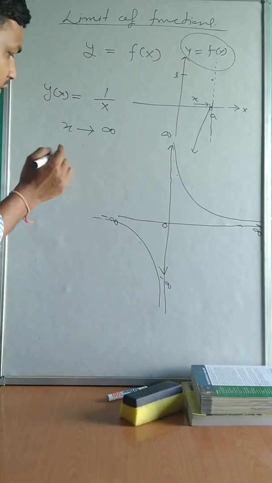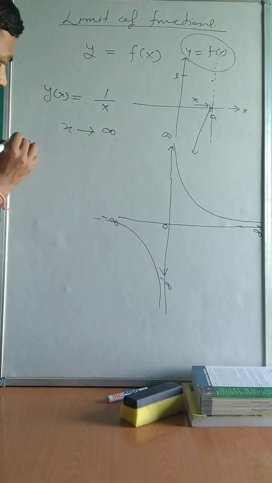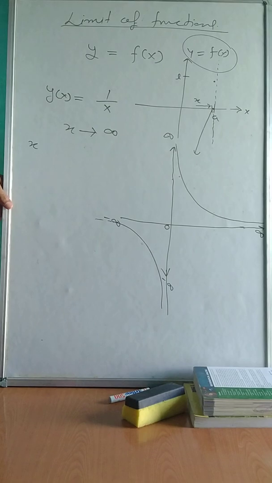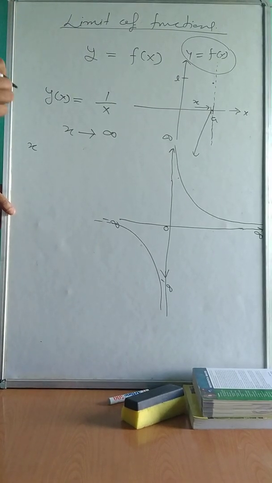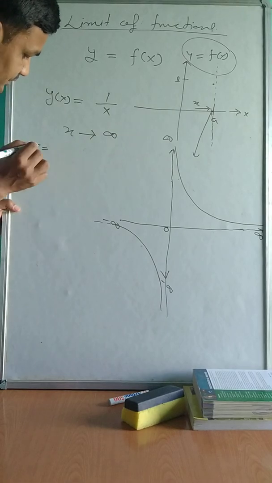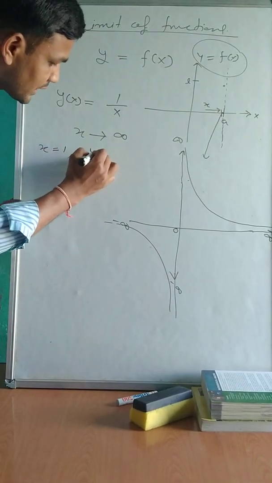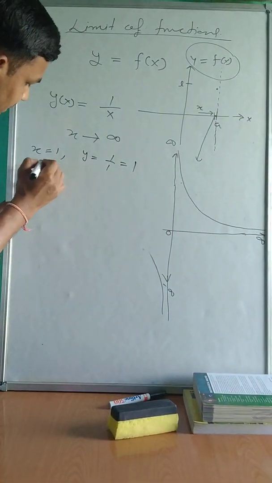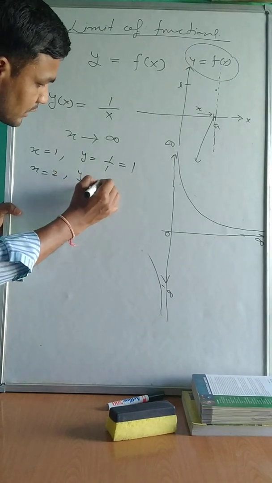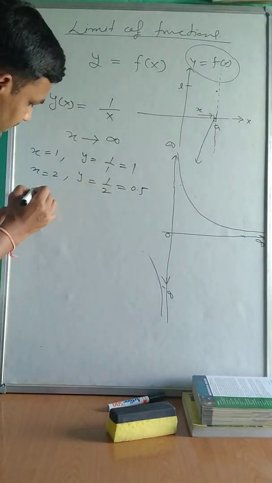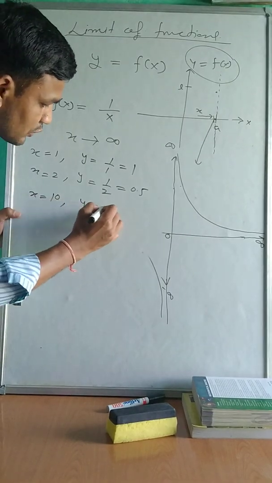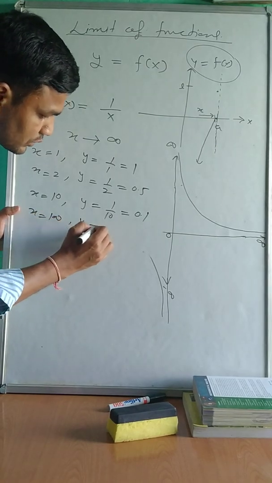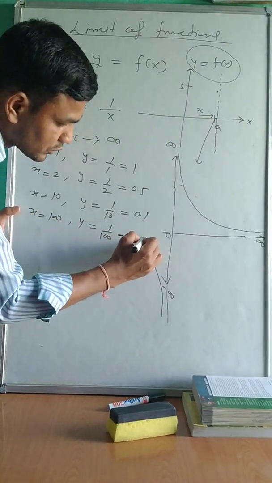Or mathematically we can solve it by putting x equal to 1, x equal to 10, x equal to 100, x equal to 1000. Suppose x equal to 1, then y equal to 1 upon 1 equal to 1. Second, x equal to 2, then y equal to 1 upon 2 equal to 0.5. Similarly, x equal to 10, then y equal to 1 upon 10 equal to 0.1. x equal to 100, y equal to 1 upon 100, equal to 0.01.